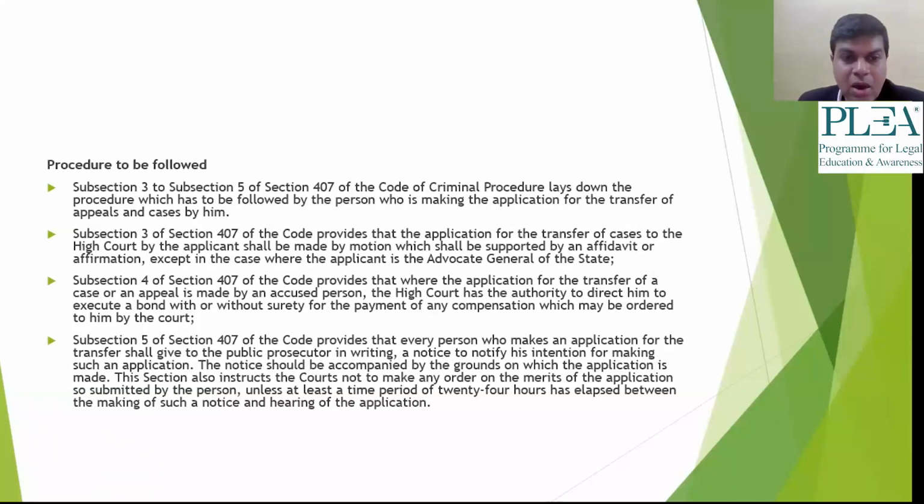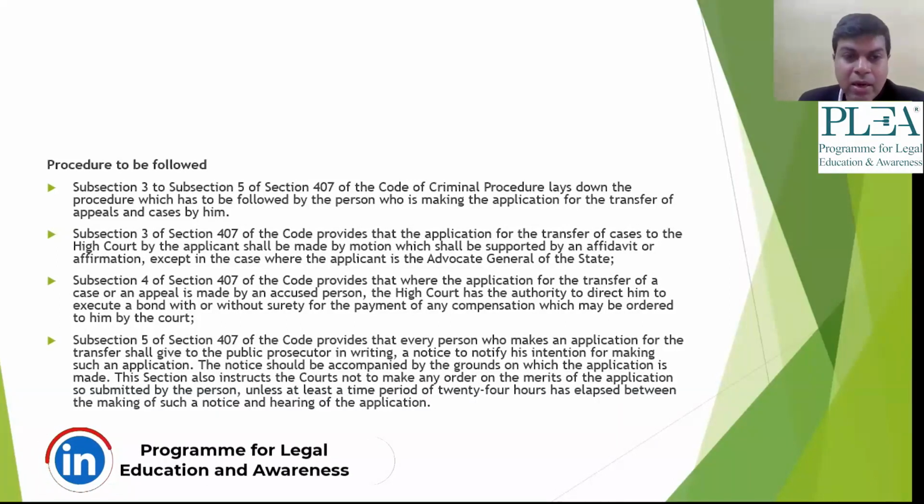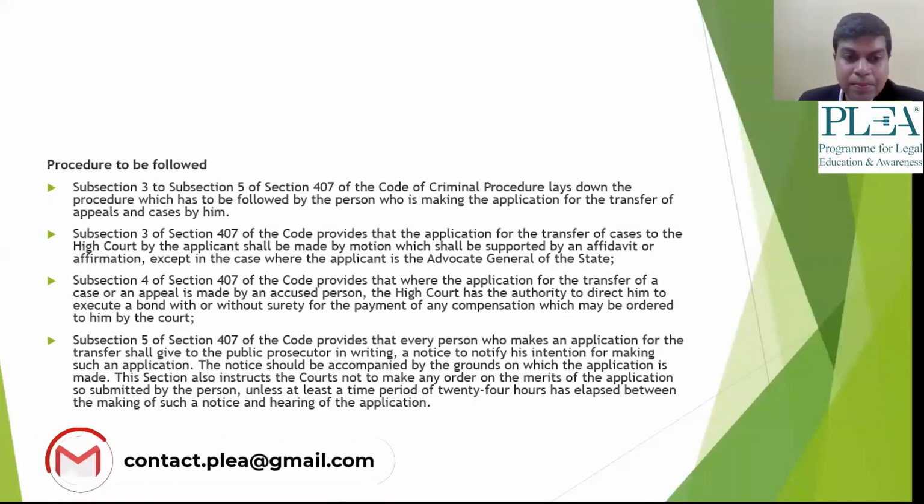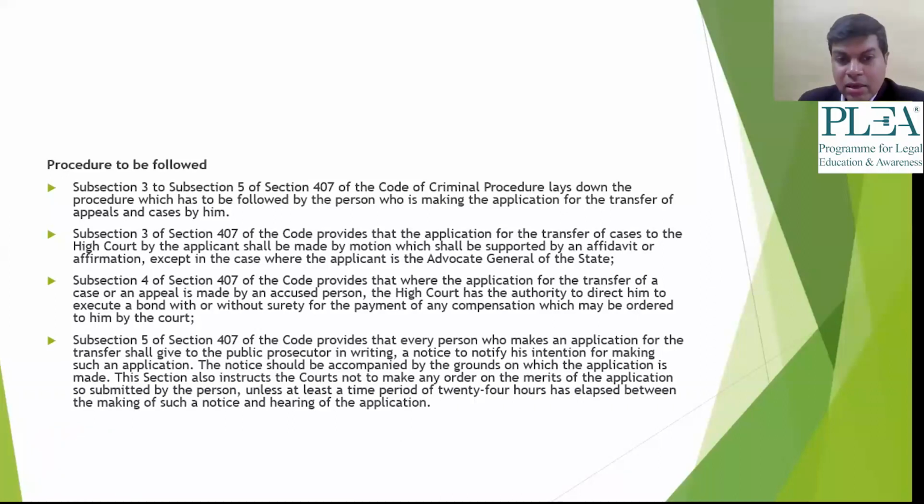Subsection 4 of Section 407 of the Code provides that where the application for the transfer of a case or an appeal is made by an accused person, the High Court has the authority to direct him to execute a bond with or without surety for the payment of any compensation which may be ordered to him by the court.